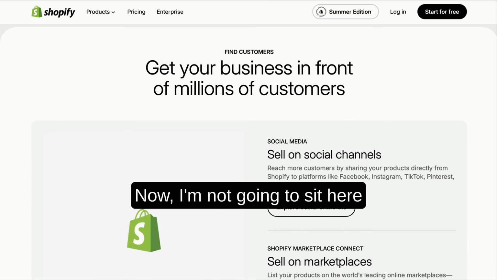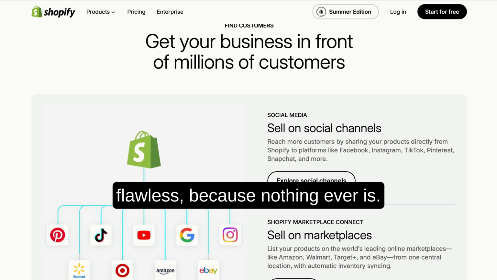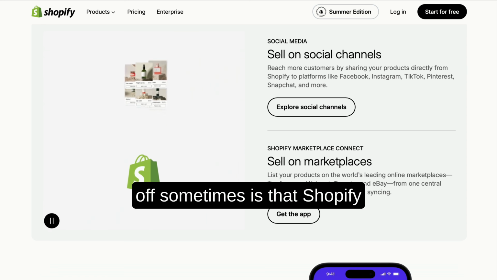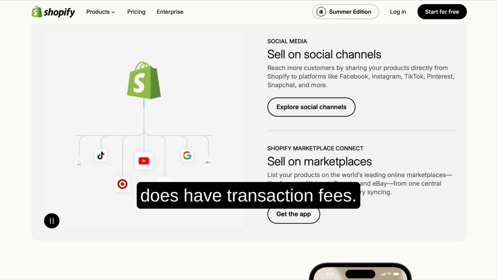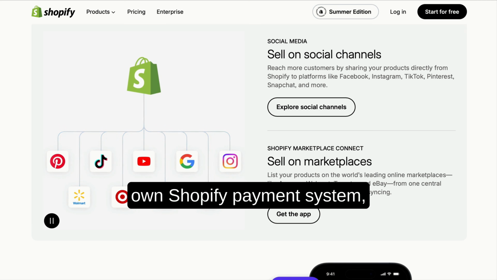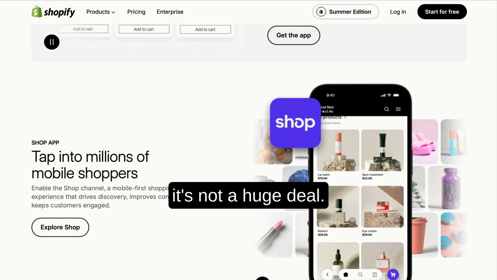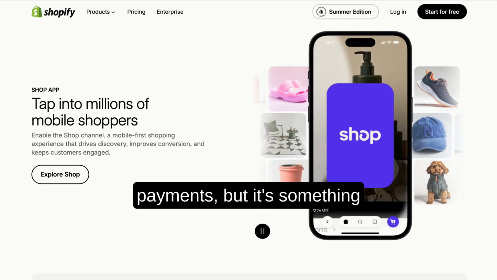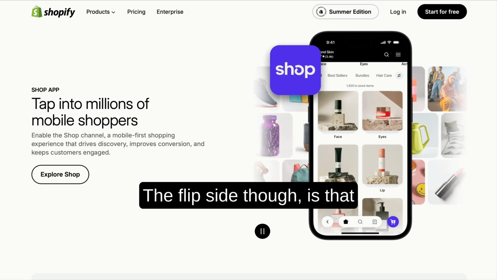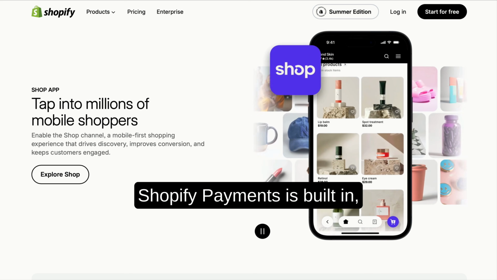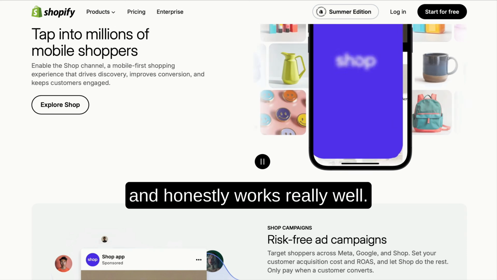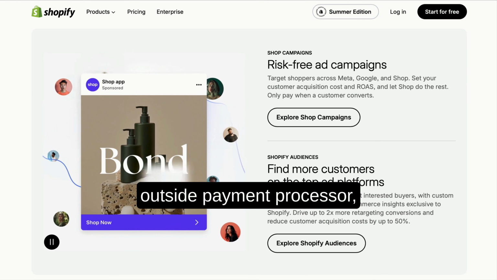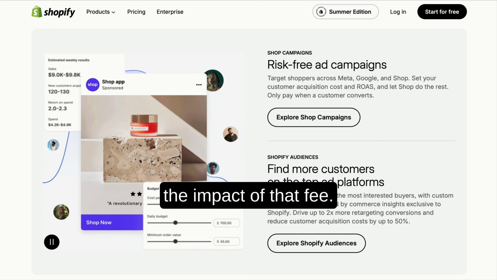Now, I'm not going to sit here and pretend Shopify is completely flawless because nothing ever is. One thing that throws people off sometimes is that Shopify does have transaction fees if you don't use their own Shopify payment system. It's not a huge deal if you're just starting out because most people do use Shopify Payments, but it's something to be aware of as you grow. The flip side, though, is that Shopify Payments is built in, super easy to activate, and honestly works really well. So unless you plan to use some outside payment processor, most people never even feel the impact of that fee.